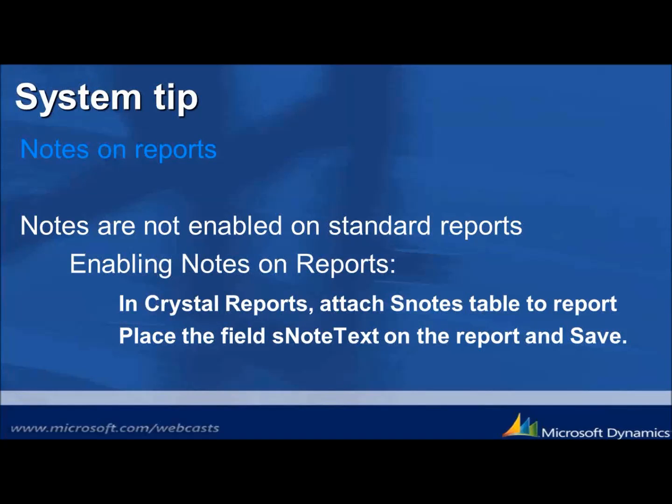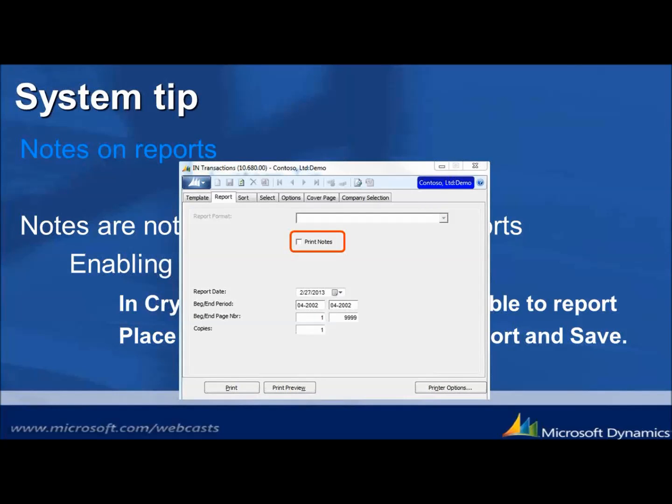If you can open the report in the Crystal Reports editor, you can add the S-Note table to the report, and then you just add the S-Note text field on the report. You save it into your user reports folder, and magically, and I wish I had a copy of the screen without the print notes enabled, because you'd see that it actually becomes enabled. It's really cool.